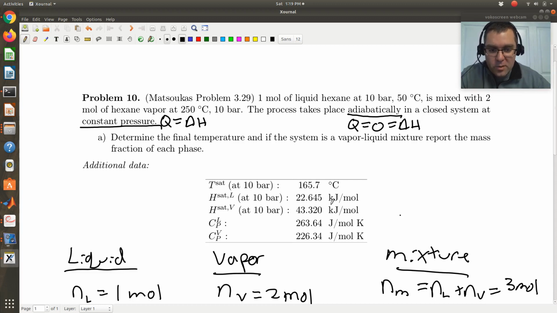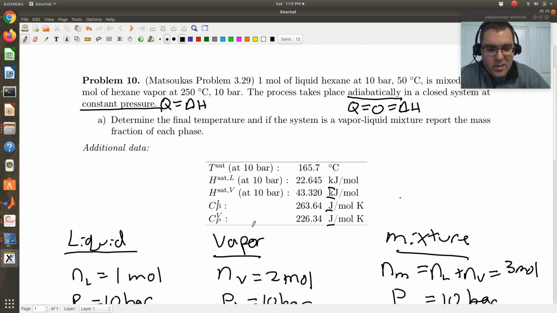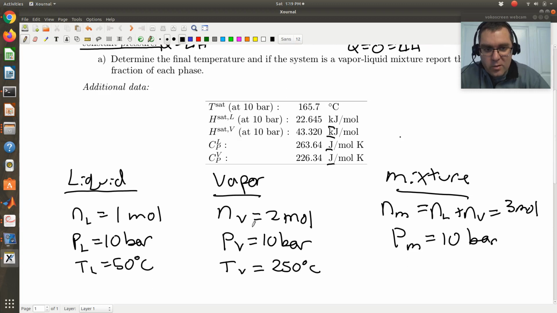As we mix terms here, just note that the enthalpy of my liquid and vapor at saturation, which is at 165.7 degrees, is in kilojoules per mole, whereas the heat capacities are in joules. So when I'm mixing terms, I'll divide my heat capacities by 1,000, just so I can make sure the units work out.